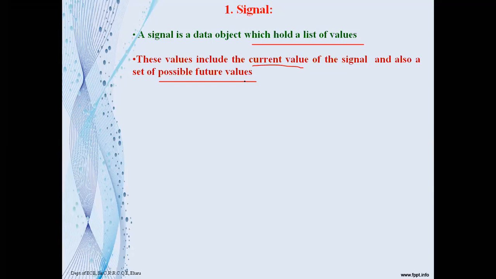Physically you can see the signal as a wire in the circuit. A is a signal. What do you mean by A? A is a connecting wire which carries the information, or which carries the values of A.